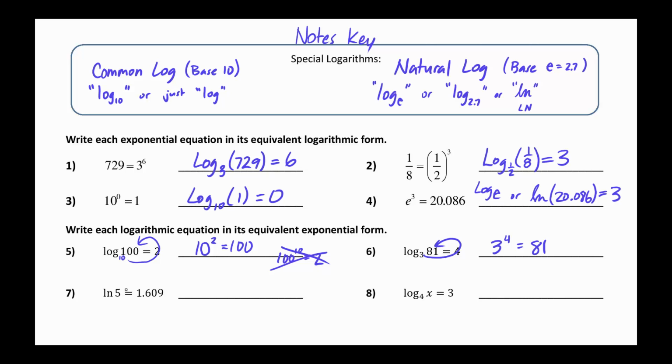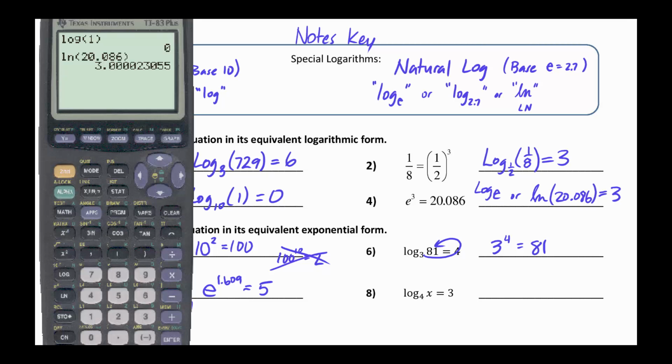Question 7. ln of 5 equals 1.609. Well, we could rewrite that if we had to as log base e of 5 equals 1.609. So my base here is e. E to what power? E to the 1.609 equals the inside, which is 5. Now, if you aren't quite comfortable with that, go ahead and check on your calculator.